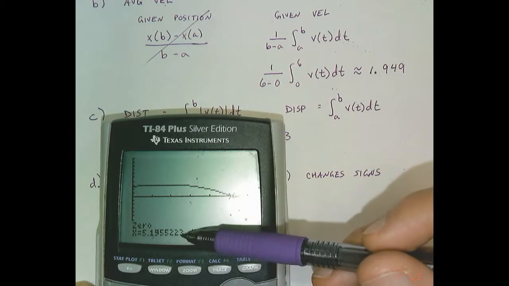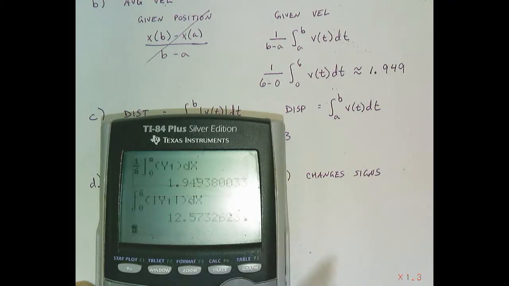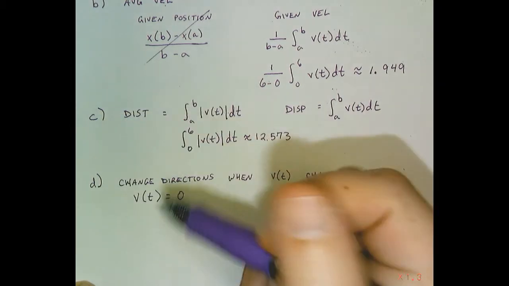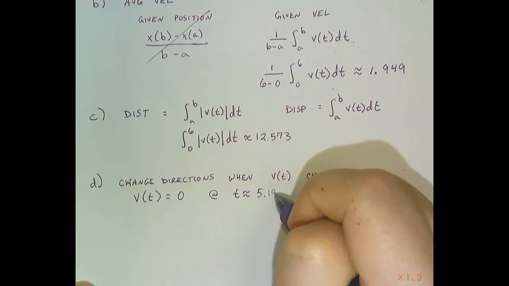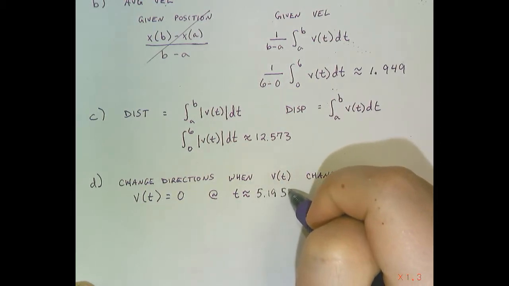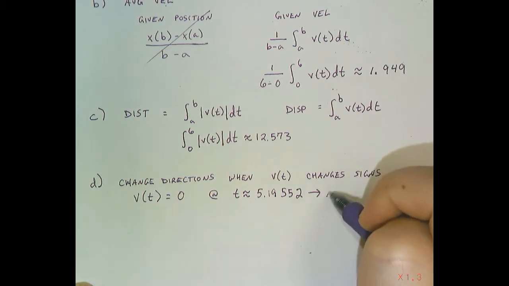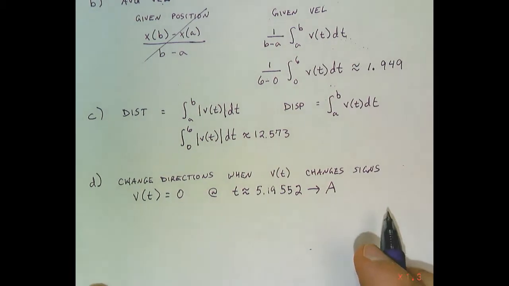Does some thinking, and we get the spot where it is 0. That's a valuable number, so I'm going to store that as a variable. So if I go x store under A, we now have that stored under the letter A. So at t is approximately 5.19552, which I'm calling A. So now we know the time that it changes directions, and they want the position at that time.